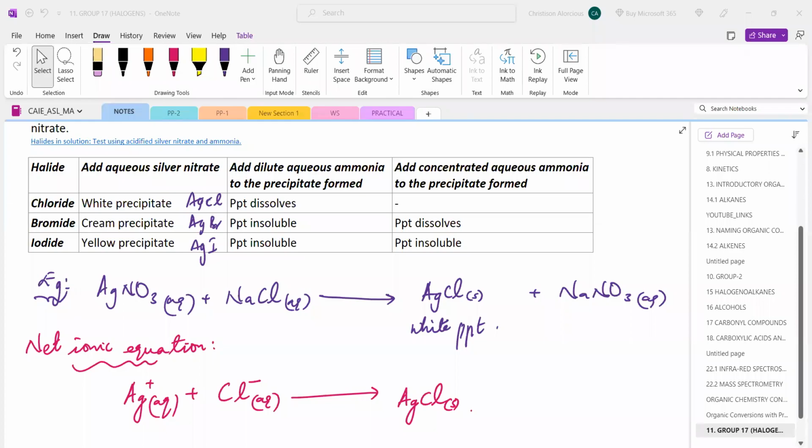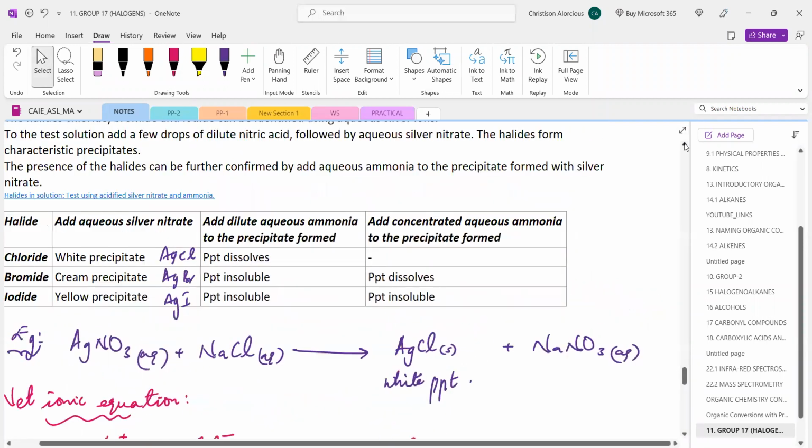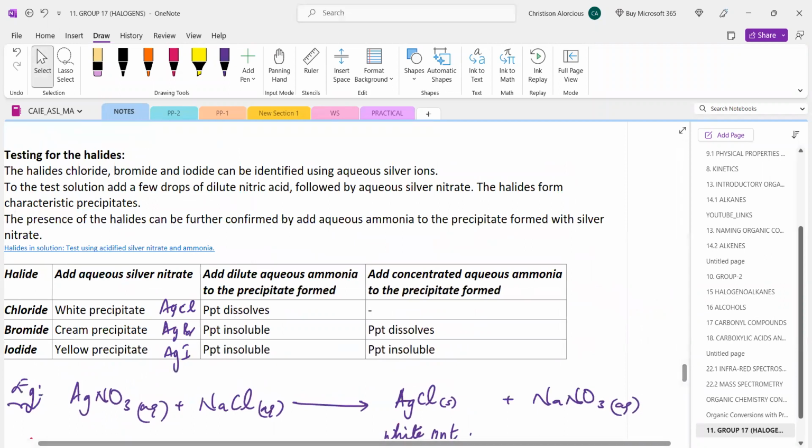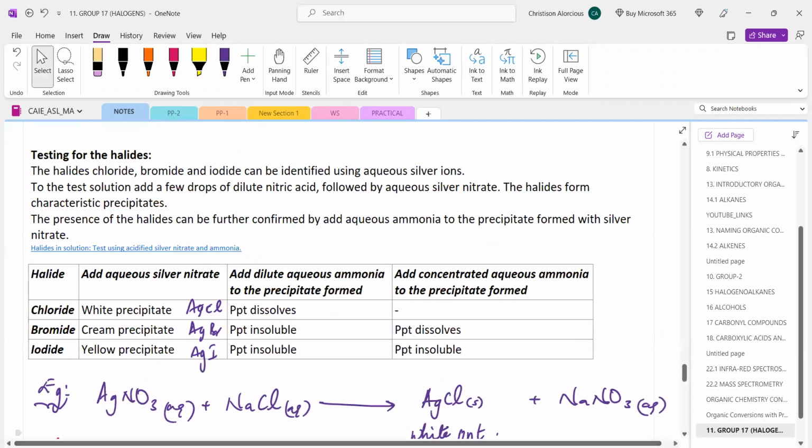Hello and welcome to part 4 of this lecture on the halogens. Moving on, we'll be looking at the testing for halides in this session. The halides that are being tested are the chloride, bromide, iodide.